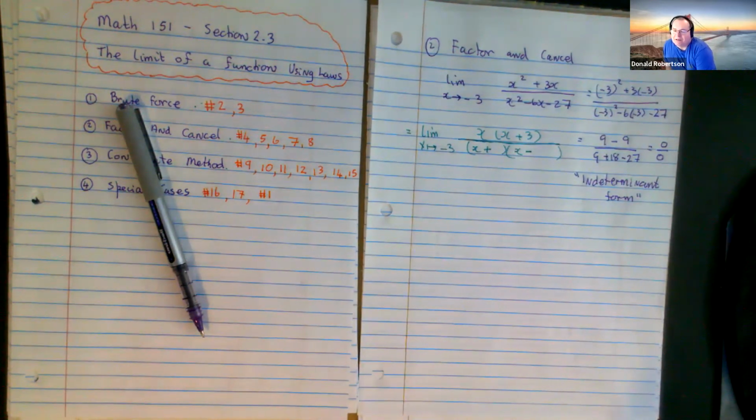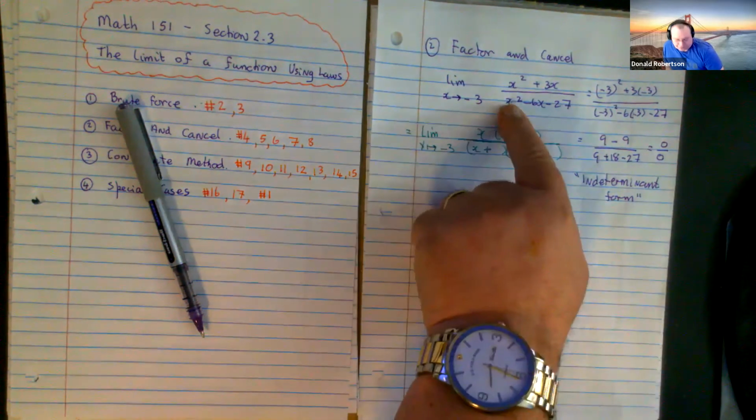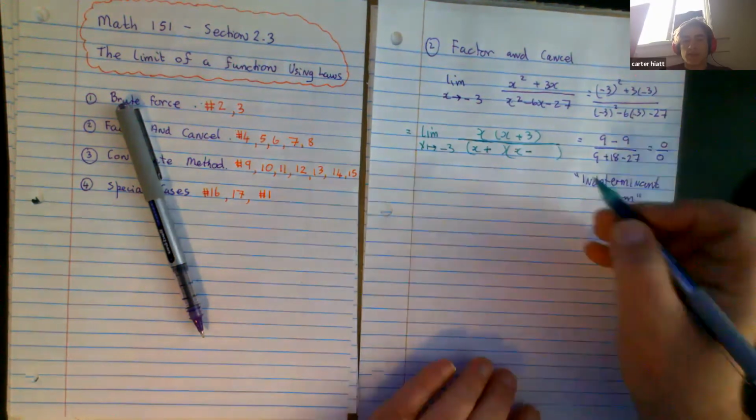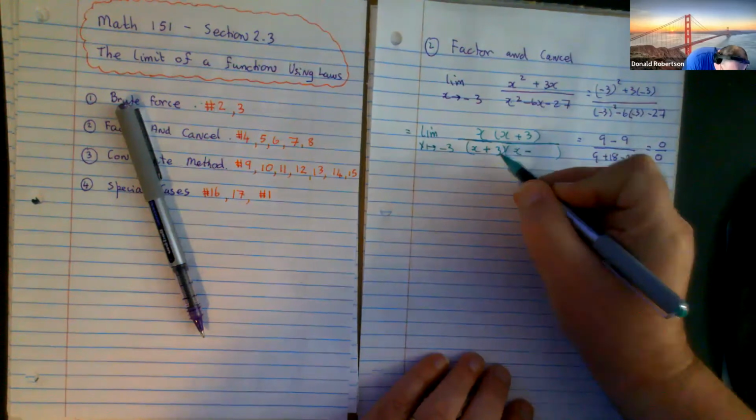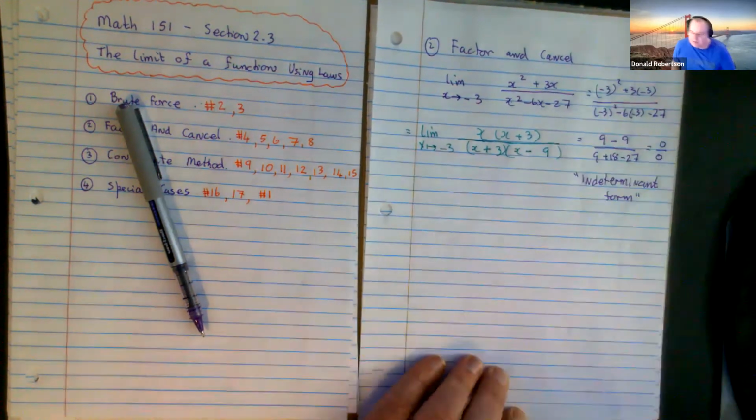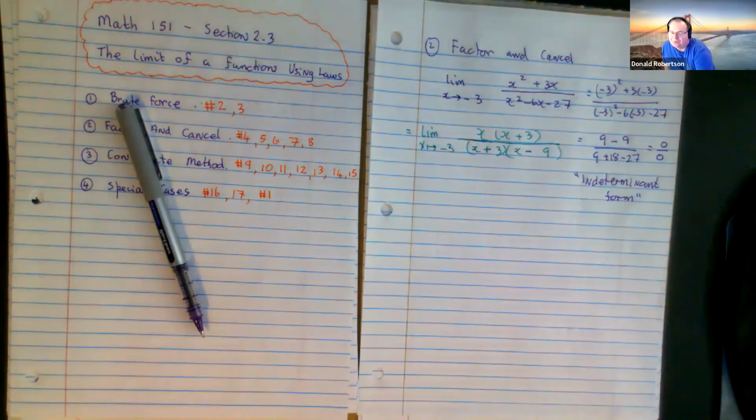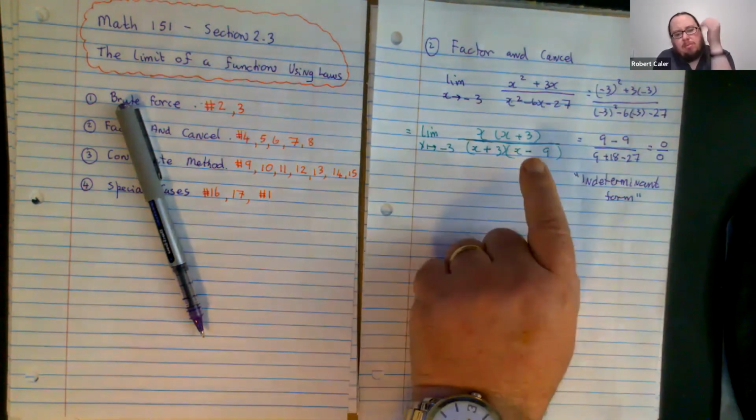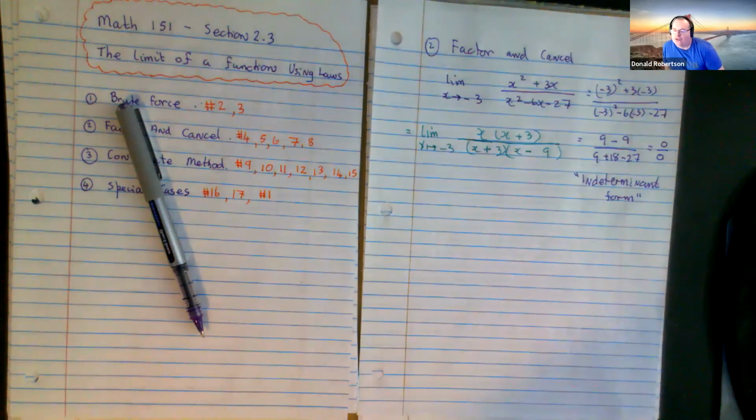Can anybody tell me the factors of this one? Negative 3 and 9, negative 9 and +3. I had a +3 and a -9, and both of you are correct. Now, here's a little clue for you. Because this method ends up almost always involving a cancel, like factor and cancel, it should.